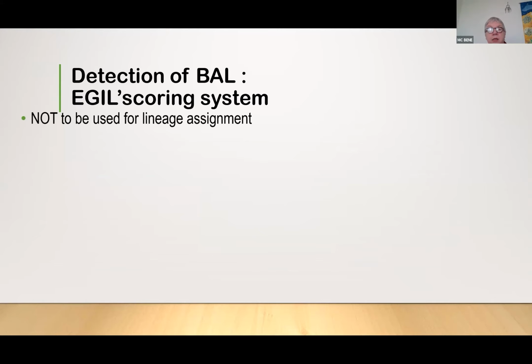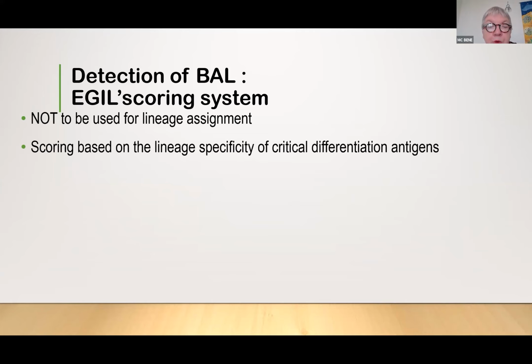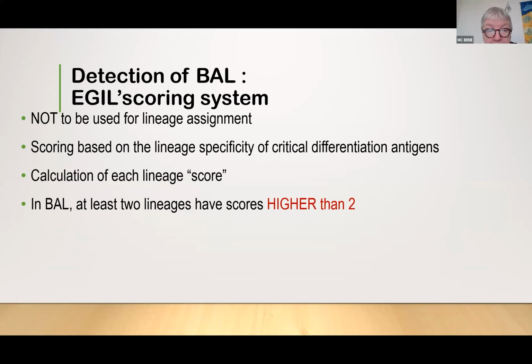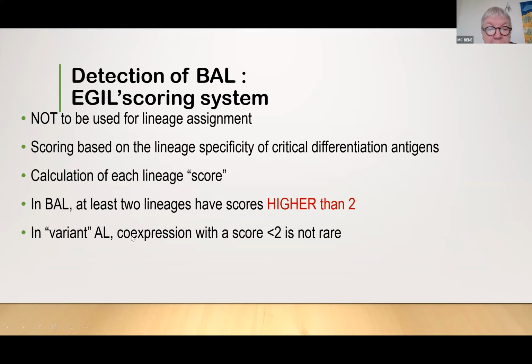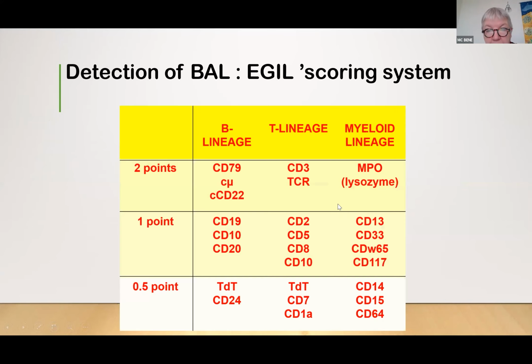So at the beginning, the EGIL, the European Group for Immunophenotyping of Leukemia, devised a scoring system that was not to be used for lineage assignment as it was designed, but I know that many of you are using it for lineage assignment. And we proposed a score that was based on the specificity of differentiation antigens for different lineages. Then you can calculate the score for each lineage, and to have a BAL, at least two lineages will have a score higher than 2. In variant acute leukemias, co-expression with a score lower than 2 is not rare, and you must think that these are variant types of leukemias. But for MPAL, it's more than 2 in more than one lineage.